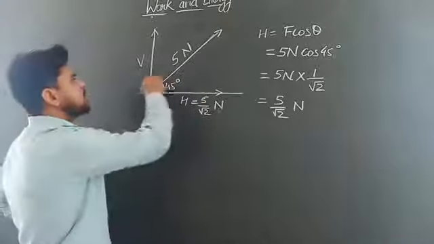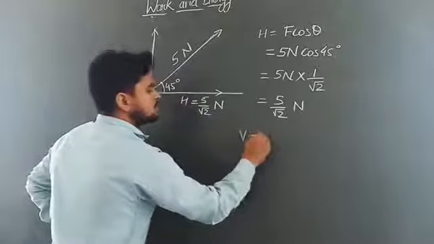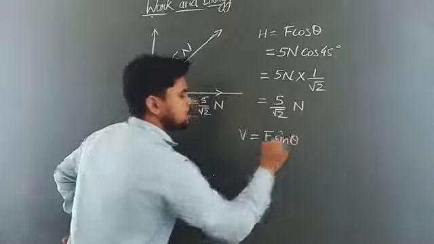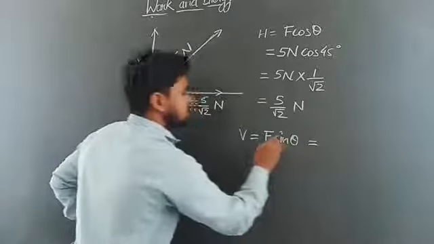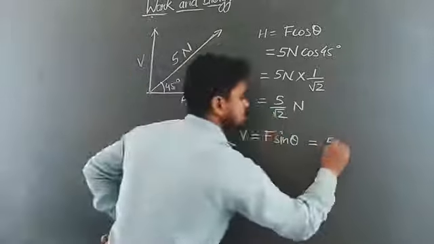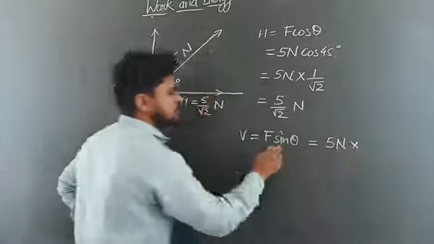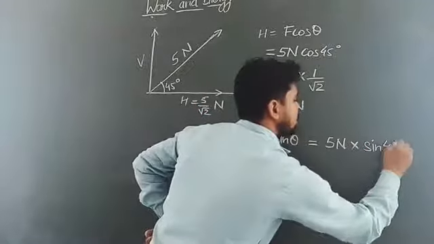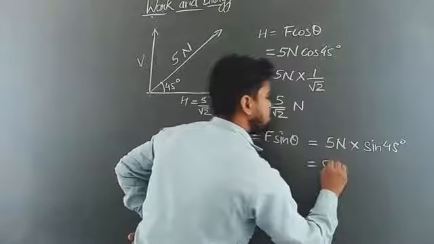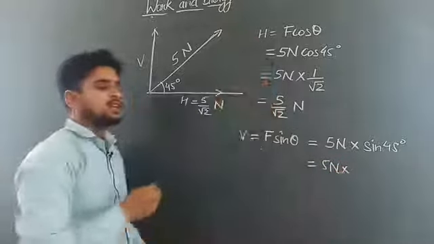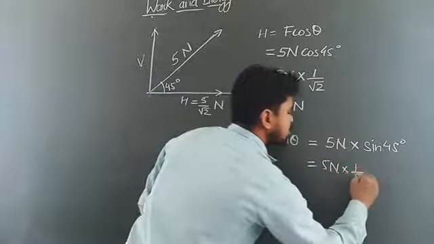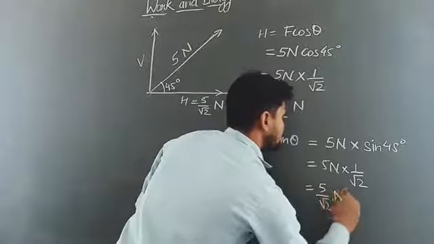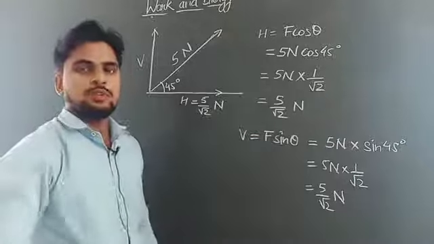In the same way, you can determine the vertical component. V equals to F sine theta. Okay. Let us put the values. F is given as 5 Newton into sine of theta, means sine of 45 degree. So 5 Newton into sine 45, which is again equal to 1 by root 2. So it is also equal to 5 by root 2 Newton. So I hope it is clear.